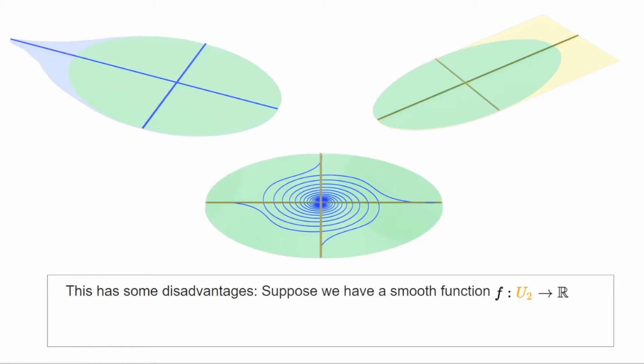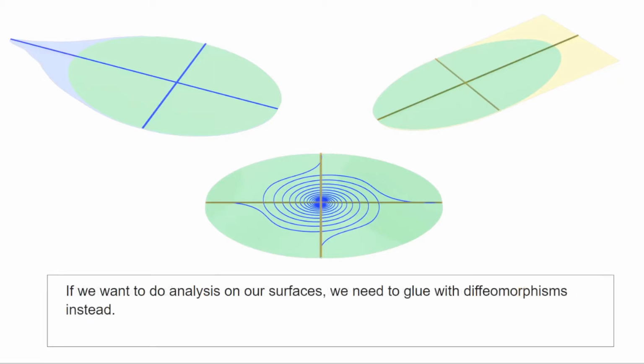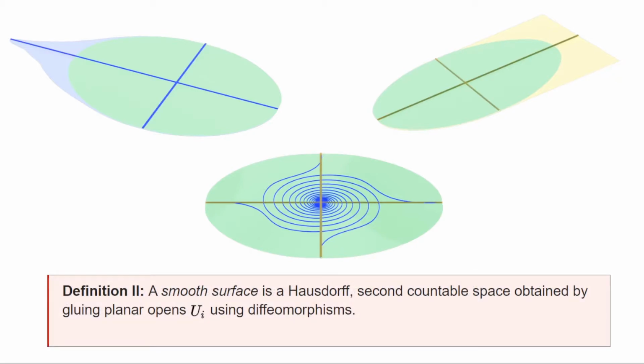That is, if we consider a function f with domain U2 that is smooth, and we precompose it by phi in order to yield a function with domain V1, it will follow that that function may not be smooth anymore. The punchline to this story is that if we want to do analysis in our surfaces, then the notion of topological surface is not what we want. In order to address this, we can consider instead the following definition.